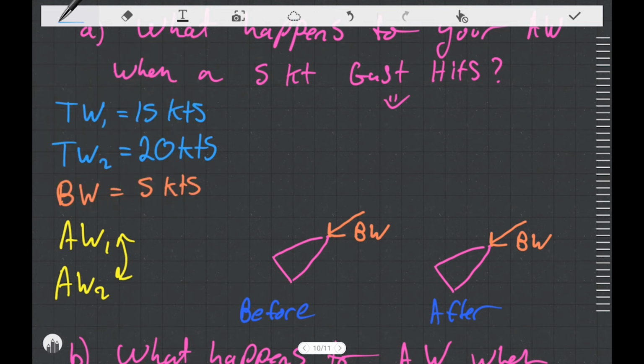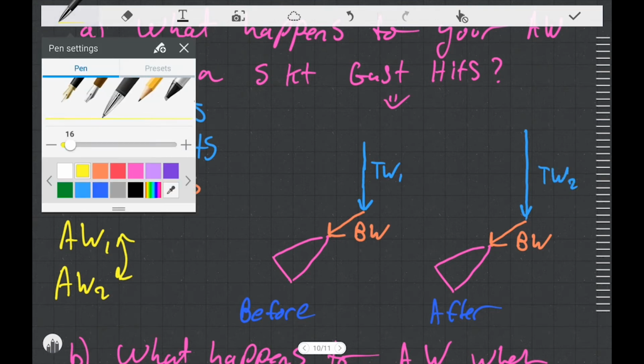Now, we know that before the gust, our true wind speed, which is blowing straight down the page, is 15 knots. So let's draw that now. 1, 2, 3. That's 15 knots. And we know that after the gust hits, we have 20 knots. So we'll draw that one as well. 1, 2, 3, 4. So that would be TW2.